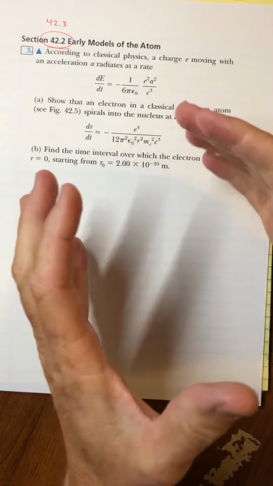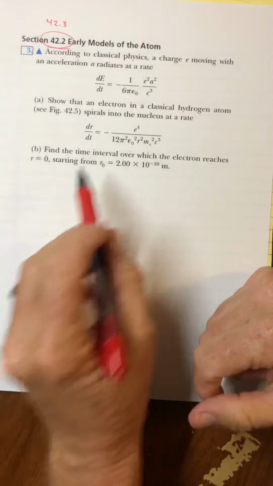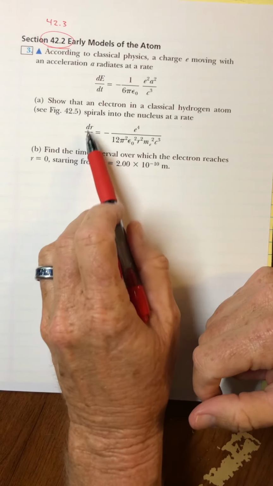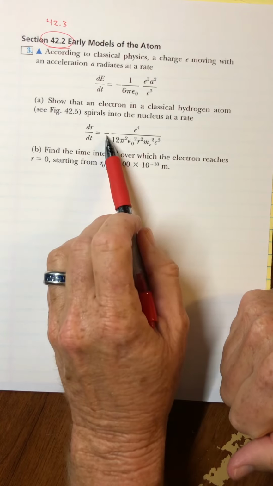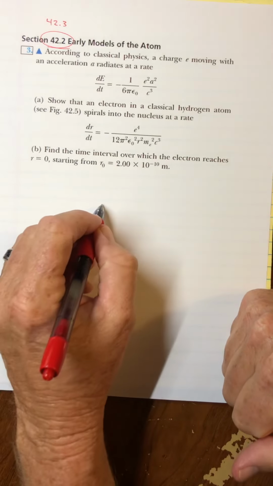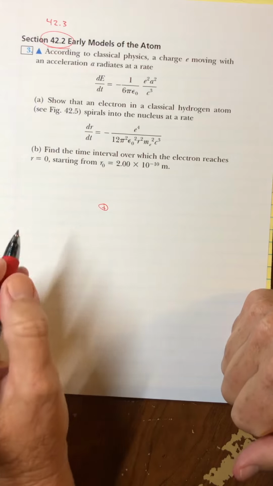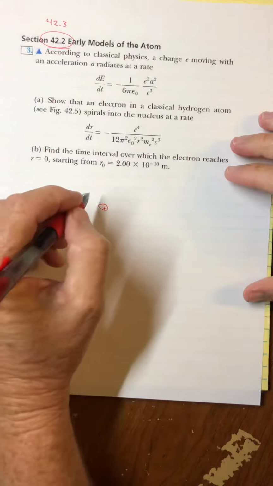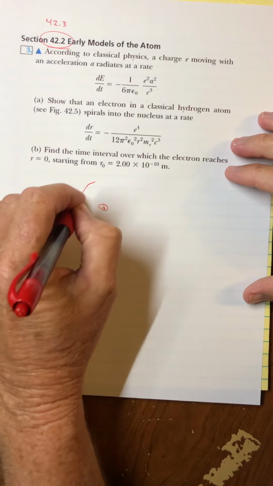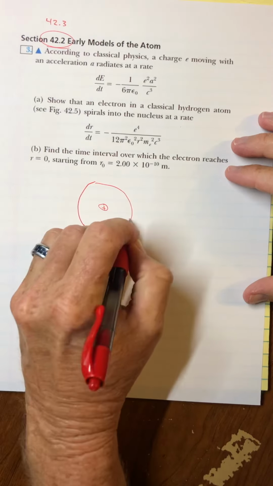So this is a good problem showing that if you have an atom, the rate of change of the radius follows this equation. And it's negative, so that means it spirals inward. What I like about this problem, and the reason I decided to pursue it and make a quick video, is because of what classical physics is saying.